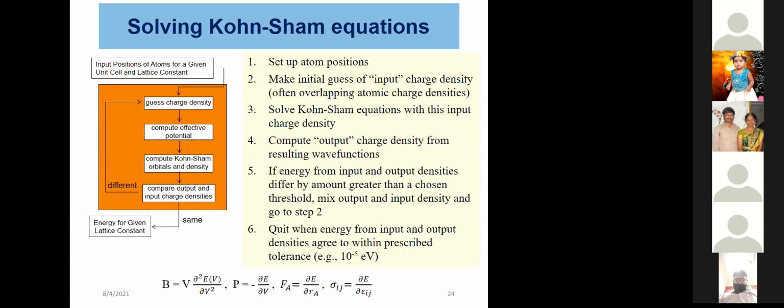And we give a tolerance, or our convergence criterion, in terms of energy. Suppose the output and input energies computed from the different densities, input and output charge densities, differ by the order of 10 to the minus 5 electron volt, or minus 4 electron volt, or minus 3 electron volt, then we assume that our calculation has converged. And then from that energy, we compute our lattice constant, or pressure in the unit cell, or bulk modulus, or forces on the atoms, by using these equations.